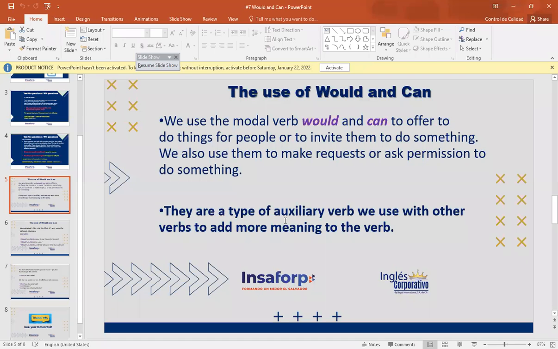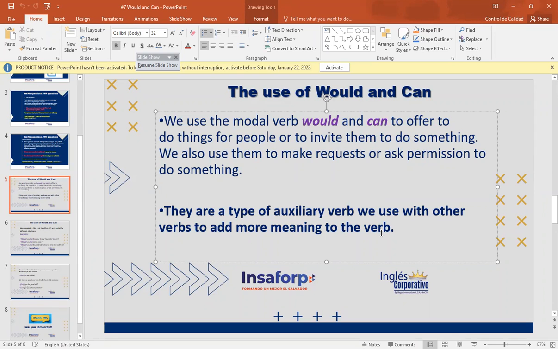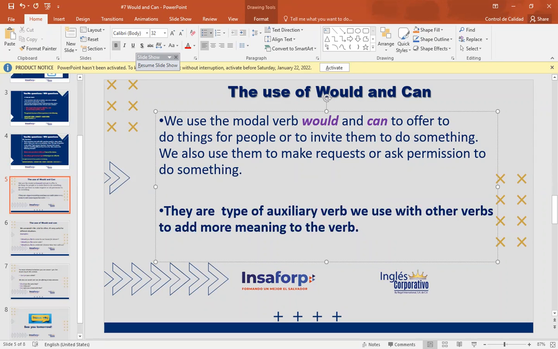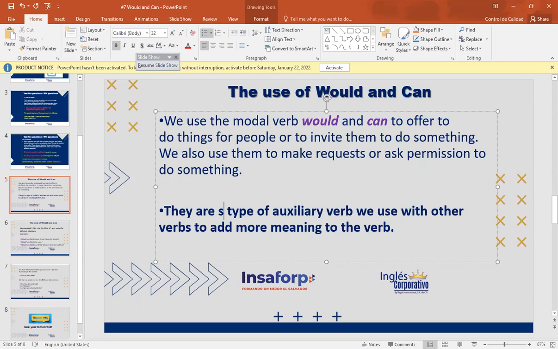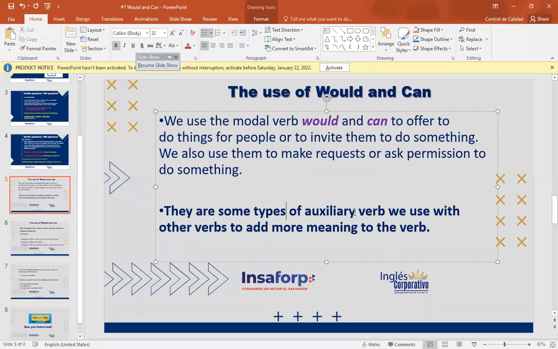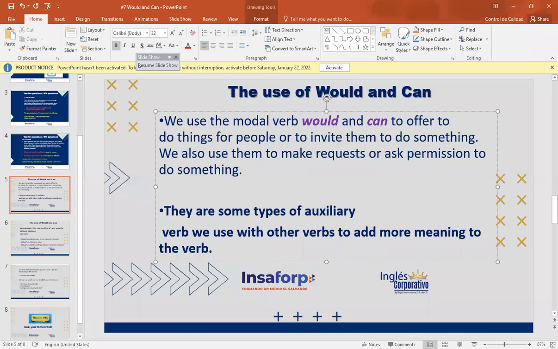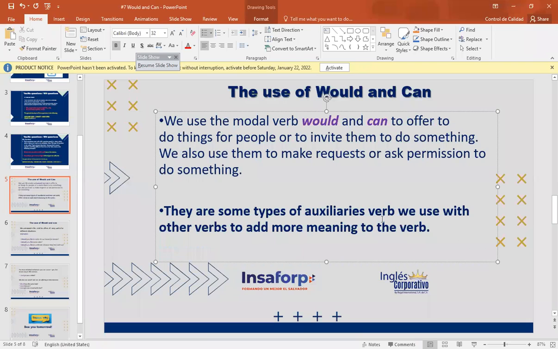There are some types of auxiliary verbs we use with other verbs to add more meaning to the verb. Lo que les estaba diciendo aquí, que usamos, there are some types, in plural. There are some types of auxiliaries. All auxiliary verbs that we use with other verbs to add more meaning to the verb.